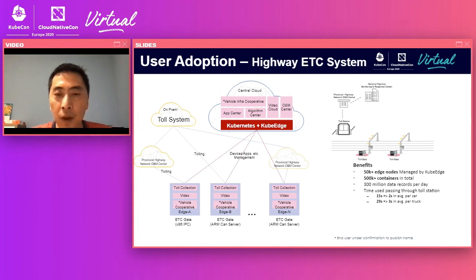In this scenario, we have more than 50,000 edge nodes managed by KubeEdge, and the application containers number more than 500,000. It also generates about 300 million data records every day, and it has improved the efficiency of this system. It used to take 15 seconds to process a car. Now it only takes 2 seconds. A truck used to take almost 30 seconds. Now it's down to 3 seconds. It improved the user efficiency.